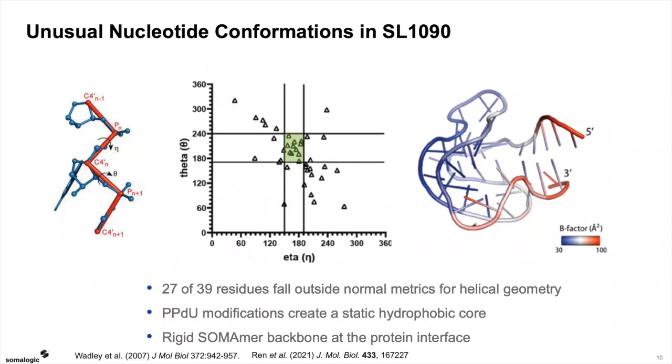And then on the right here, I'm showing you the Soma structure color-coded by B factor, which is the temperature factor. And so the way to look at this is regions that are color-coded blue are rigid and regions that are red are more dynamic. And so in this case, the blue regions that you're seeing here are where the somomer interacts with the protein.